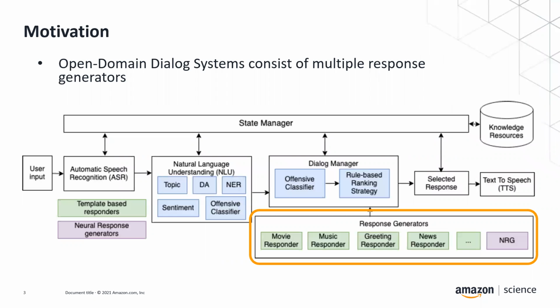Here's a diagram of what a typical open domain dialog system could look like. It would consist of multiple different modules, such as an NLU module, a dialog manager, and multiple different responders. Each of these responders can be tailored to work with a specific situation or dialog context. So you can have a responder for movies, music, generic responders for greetings, and you can also have no response generators as well.